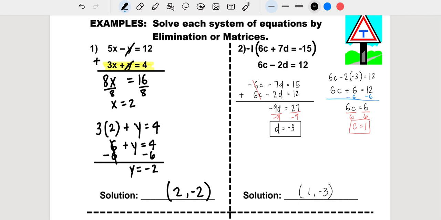And I know to put C first because think of the alphabet. The C comes first in the alphabet. And you can always check your answers by plugging C and D back into the equation and see if you get negative 15. So you would do 6 times 1 plus 7 times negative 3, and then you're going to see if you get negative 15.